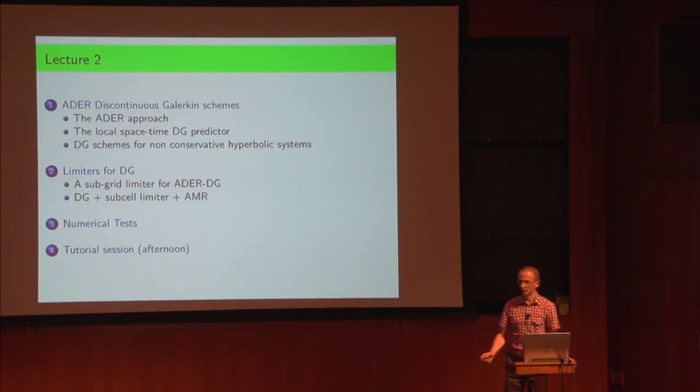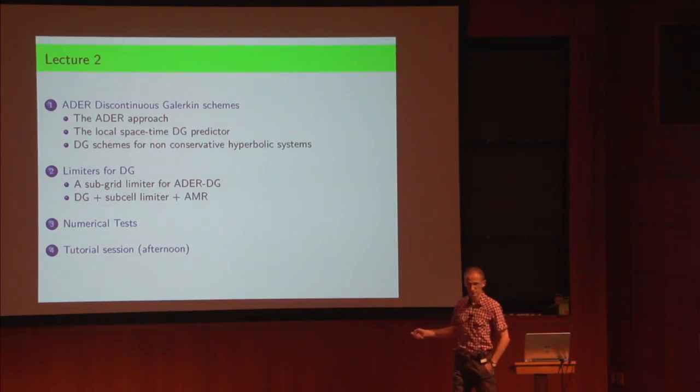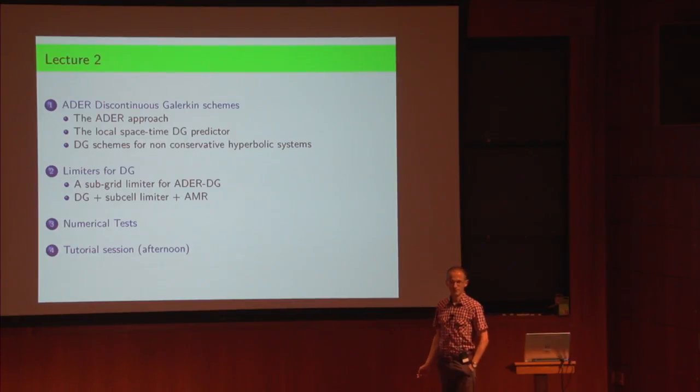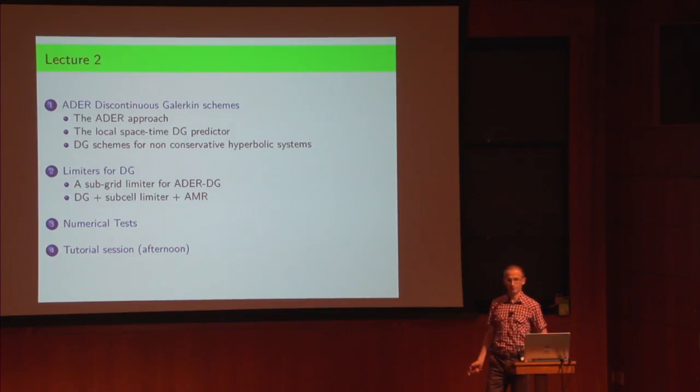Then there will be some attention to limiters, as we emphasized on Tuesday. Discontinuous Galerkin methods are linear schemes, so they will oscillate at discontinuities if you don't do anything. And so we will say something about limiters for discontinuous Galerkin. Then I will show some numerical tests to convince you that these methods are successful. And there is the tutorial session, which is very important, so I advertise it again here. You should certainly be present, because we will go through a simple code that really shows you this technology. There is not everything in the code, but it is extracted from a much wider infrastructure.